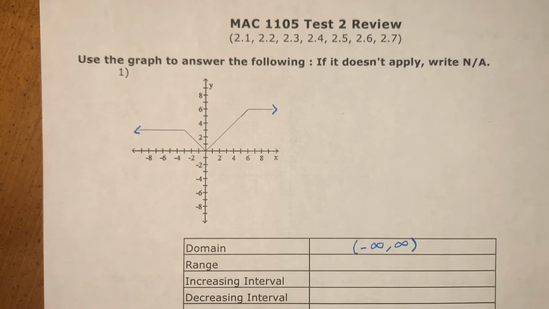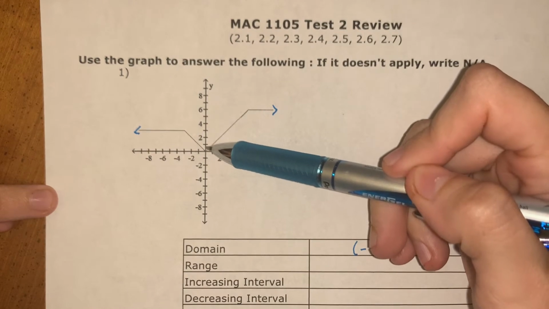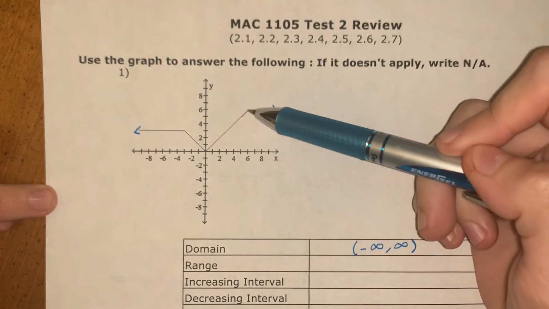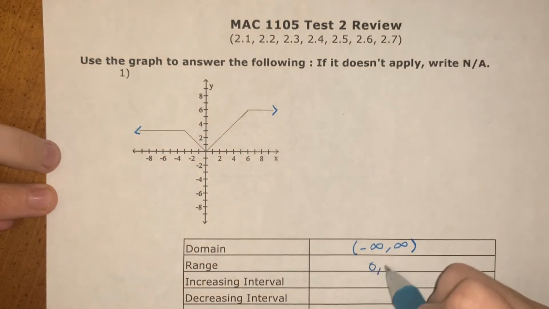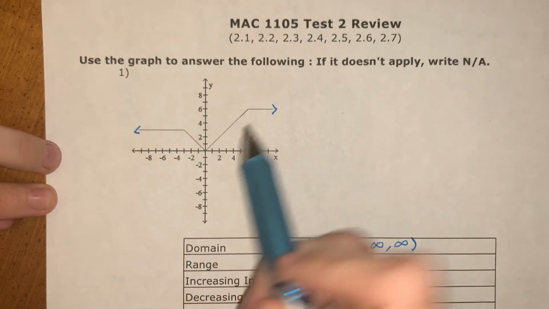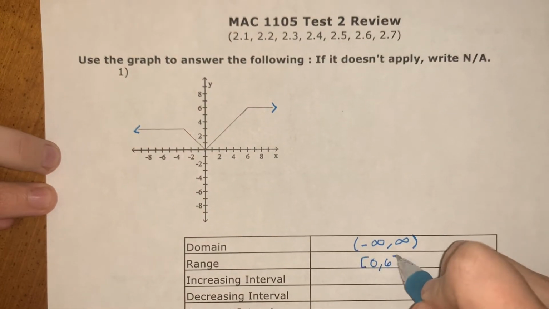For the range, that's our allowable y values. So we're going to look up and down to see how far the graph goes. How far down does it go? Well, we see it stops at 0. How far up it goes, we see it stops at 6, right? So we're going to go 0 to 6. And because we're including 0 and we're including 6, we're going to put brackets around both.